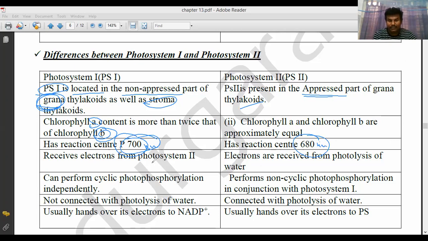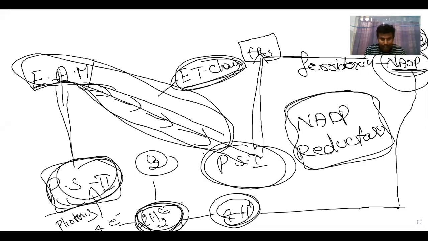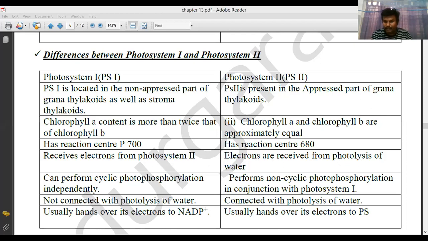PS1 receives electrons from PS2. PS2 receives electrons from the photolysis of water. See here, photosystem 2 receives electrons from the splitting of water, and photosystem 1 receives electrons from photosystem 2.